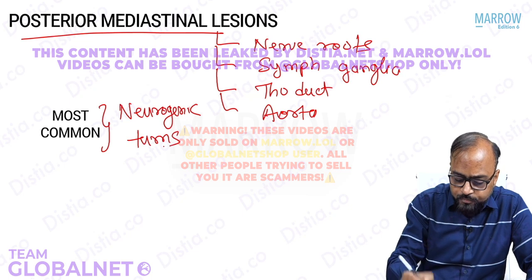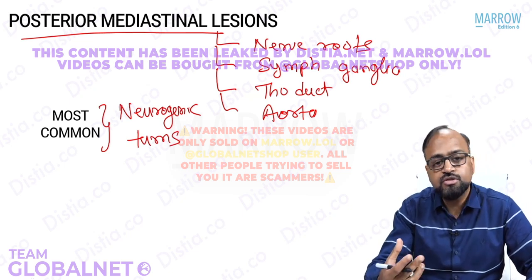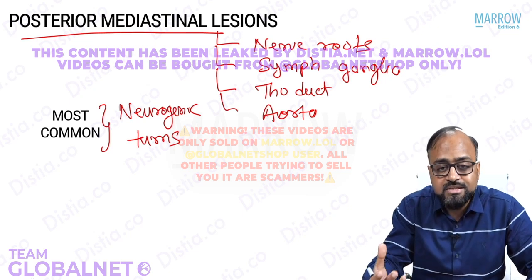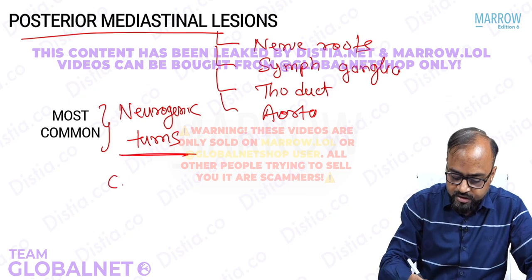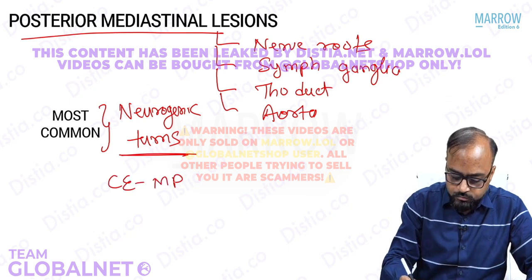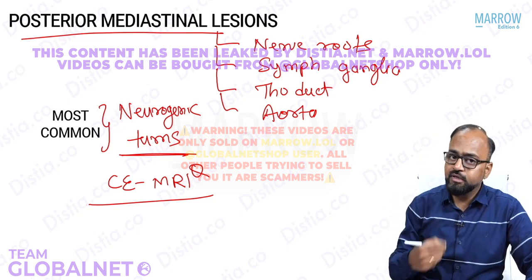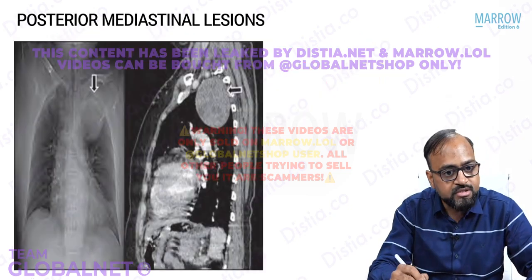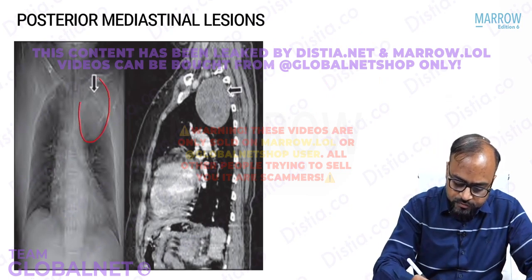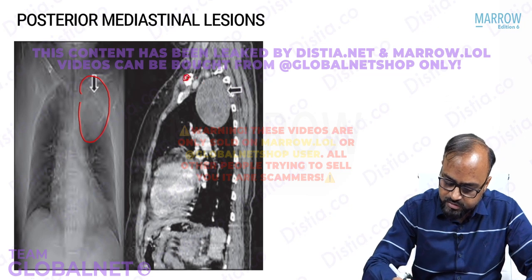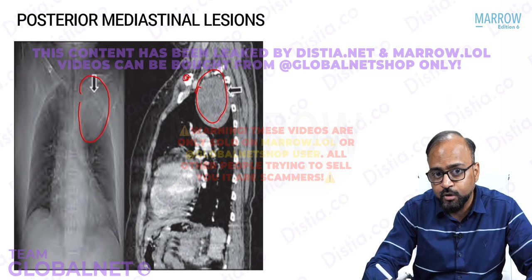Remember, the investigation of choice for all the mediastinal lesions we have discussed is a contrast enhanced CT, except for posterior mediastinal masses, because they are commonly neurogenic, and therefore contrast enhanced MRI is usually considered to be the investigation of choice for posterior mediastinal lesions. Now see here, this was a huge lesion which was even extending above the clavicle. Here, see, this is the clavicle, so it is extending above the clavicle in the paravertebral location.